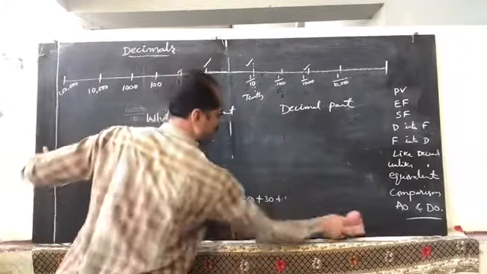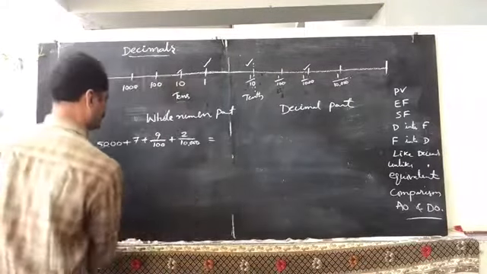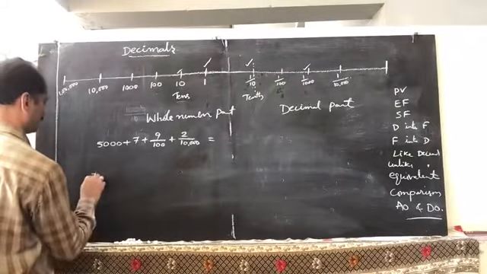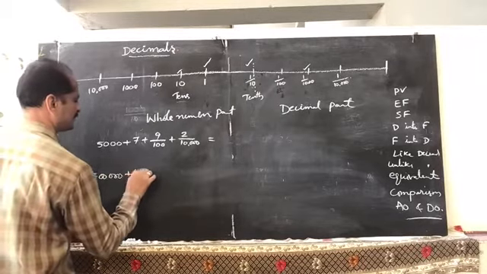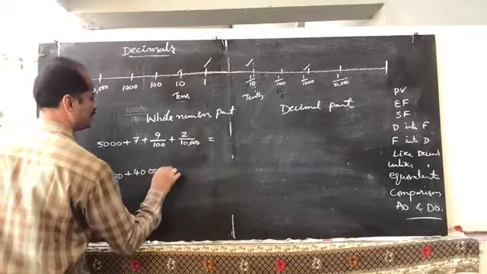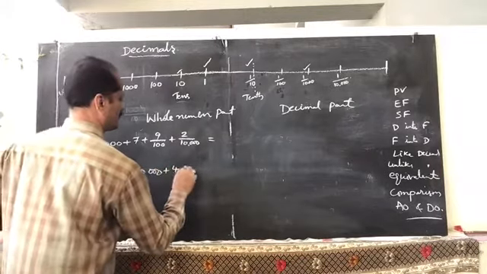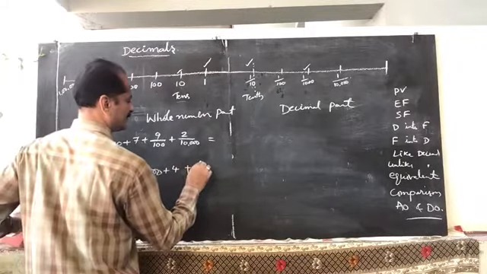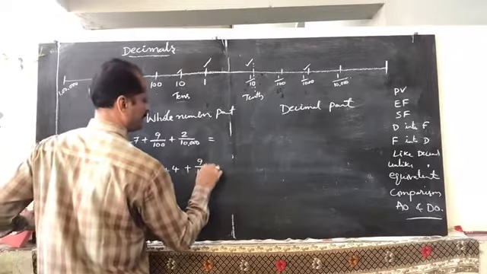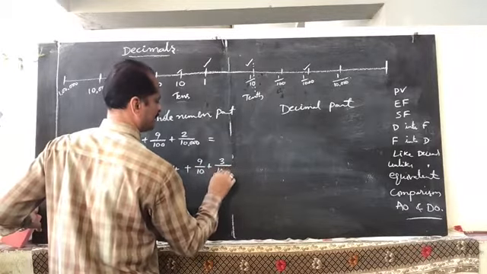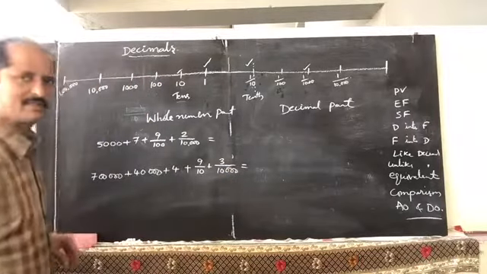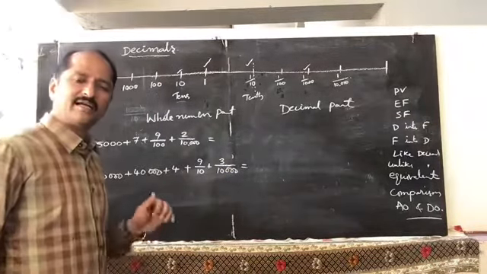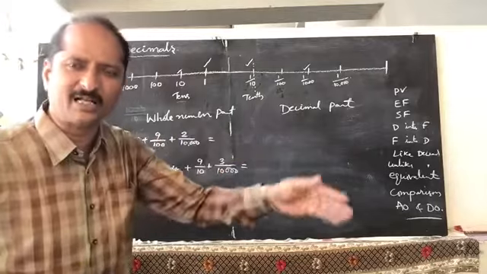And in the same way, 7 lakhs plus 40,000 plus 4 plus 9 by 10 plus 3 by 10,000. So write down the short form of this one. Short form is nothing but writing from the greater places to the smaller places.